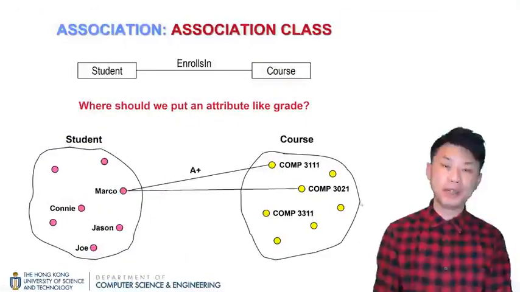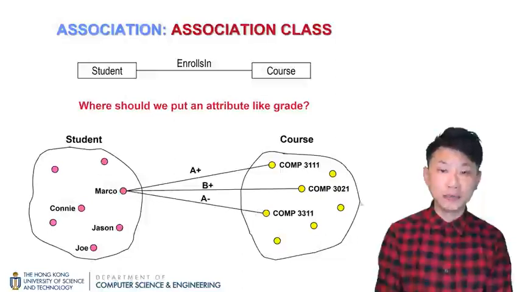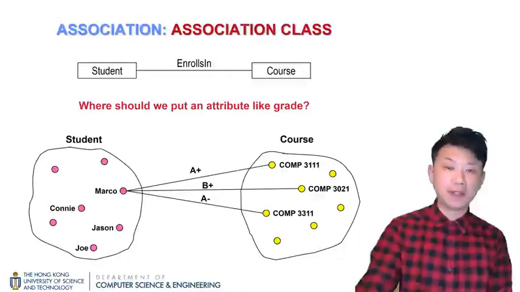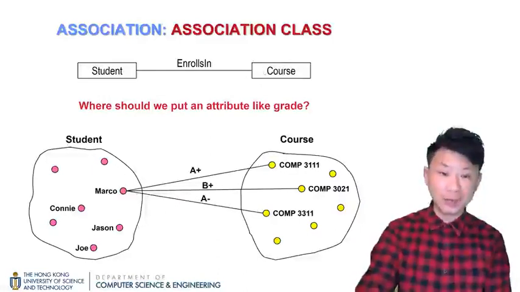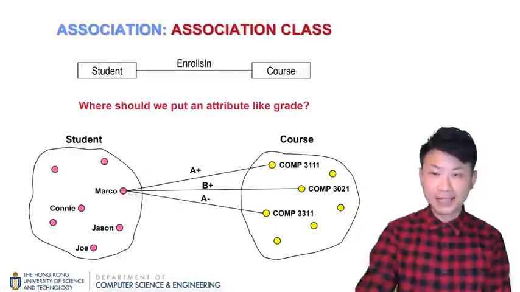Let's say we want to build a system to keep track of student enrollment information. We have a set of students, and then we have a set of courses, and we keep track of which student enrolled into which courses. For example, Marco enrolled into COM 3111, COM 3021, and also COM 3311.